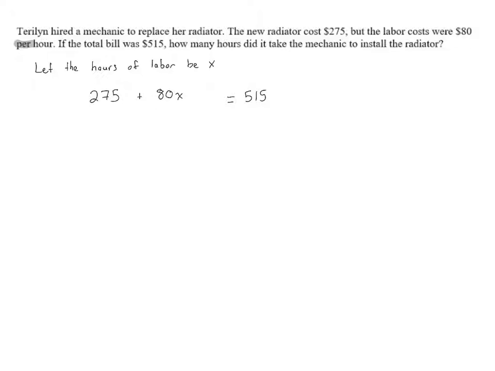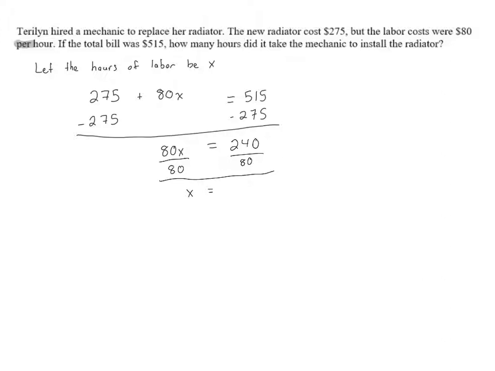So we've got 275 plus 80x equals 515. 275 represents the parts, 80x represents the labor, and 515 is the total. Now we need to get x alone, so we're going to subtract 275 from both sides. If we do that, that gives us 80x on the left, and 515 minus 275 ends up being 240. So we have 80x equals 240, and when we divide both sides by 80 to get x alone, that gives us x equals 3.